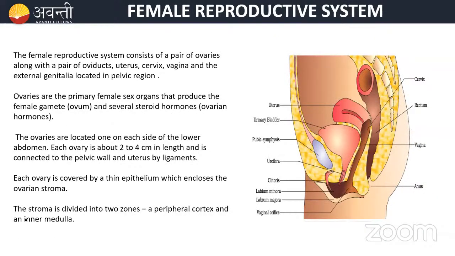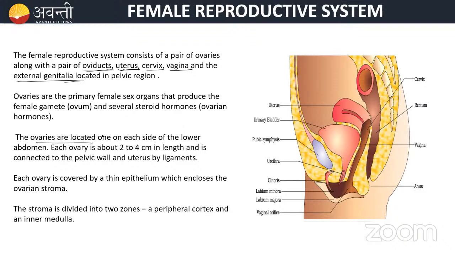Now, next we are going to discuss is the female reproductive system. So female reproductive system consists of pairs of ovary. Ovary are the primary sex organ because it produces the female gamete, that is ovum, and also the hormones, which are estrogen and progesterone. Okay. Apart from the ovary, the female reproductive system also consists of the oviducts, which are known as the fallopian tube, the uterus, vagina, cervix, and the external genitalia.